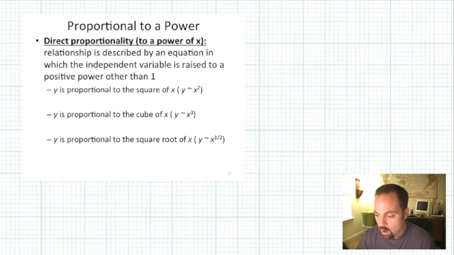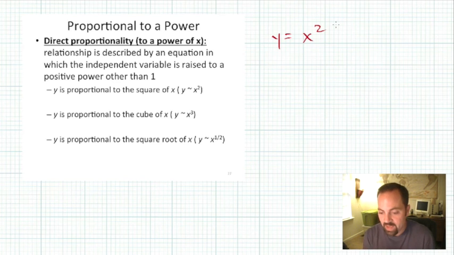Okay? But we can also have, you might say, indirect proportionalities. That is, proportionalities to a power. So let's say we have y equals x squared. Okay, you may have seen this before. You may have punched this into your calculator.